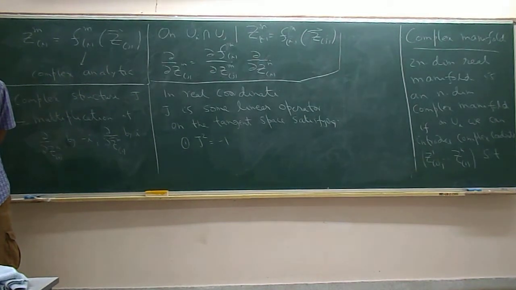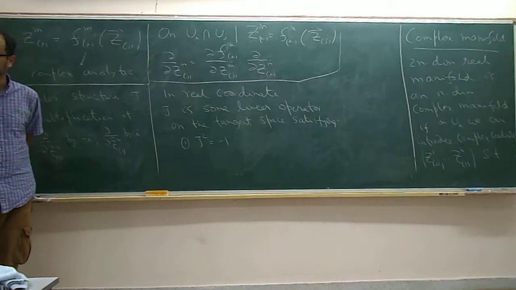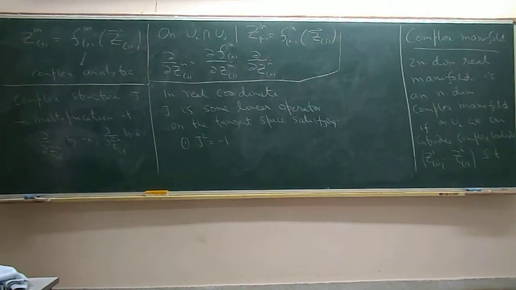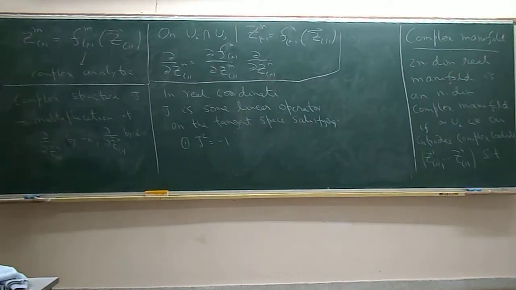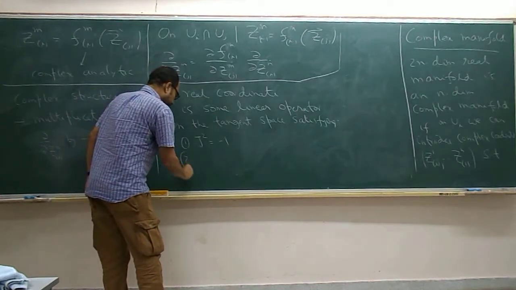You can see why it has to be the case, because multiplication by i means if you operate twice, it should get multiplied by minus 1. And this is true whether you multiply by i or minus i, because the tangent space is spanned by del z_i and del z bar i. On del z_i you are multiplying by minus i. On del z bar i, you are multiplying by i. But on both sets of vectors, when you square J, it should act as minus 1. So J squared should act as minus 1 on an arbitrary tangent vector in the real coordinate system. But this is not enough.